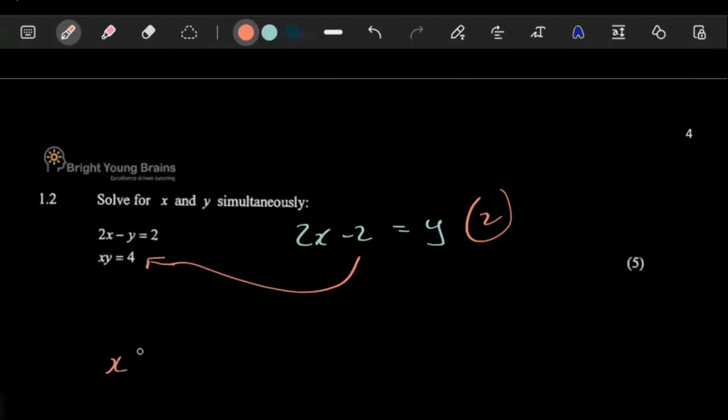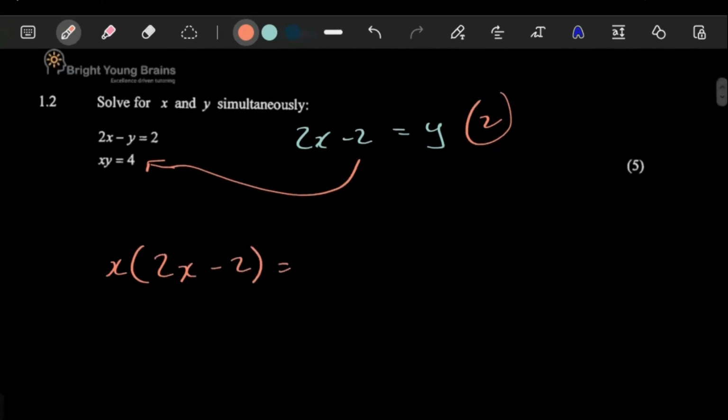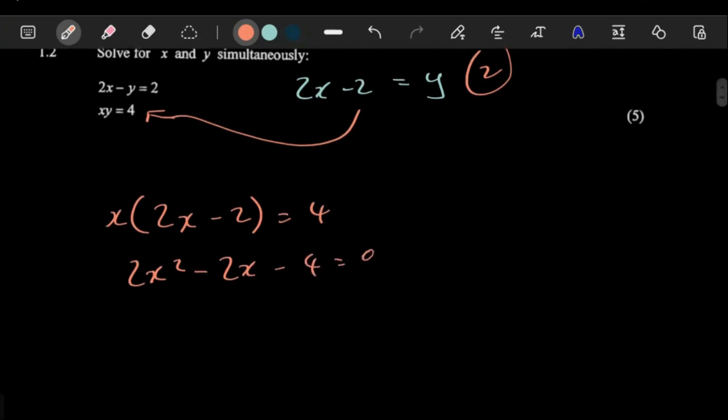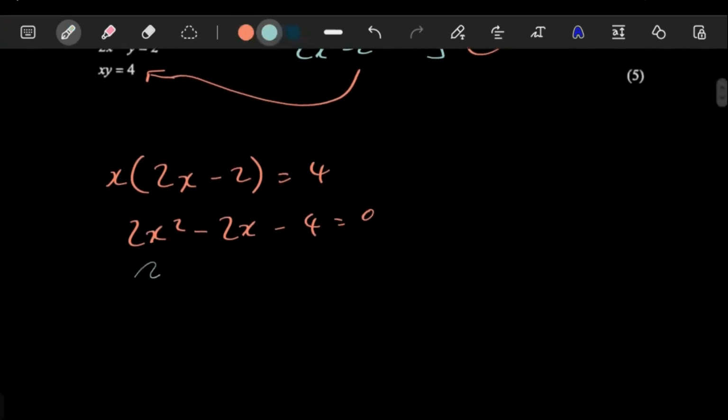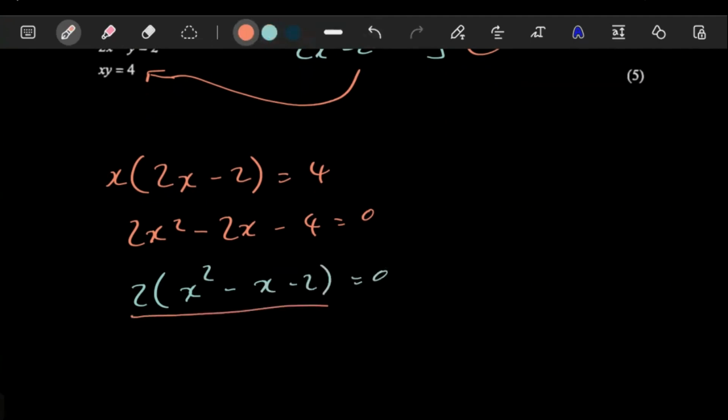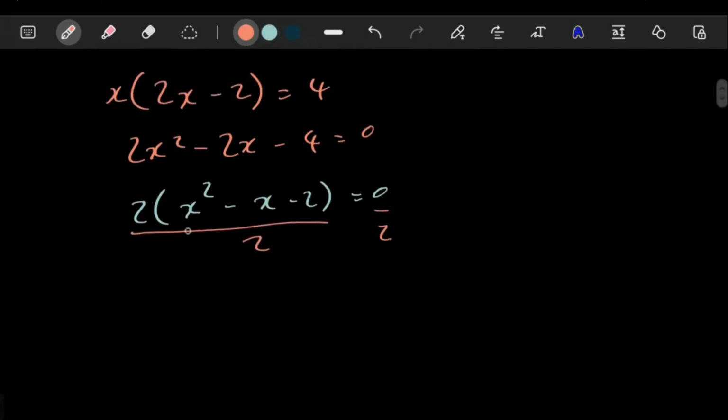So it's going to be x. Wherever you see y, put this whole thing here: 2x minus 2. This is equal to 4. And then let's solve for x. This was quite a simple, straightforward solve for x and y equation. Here we took the 4 to the left and multiplied inside the brackets. Now in a situation like this, you can take out a 2 as a common factor. Divide everything by 2 and you get x squared minus x minus 2 equal to 0.